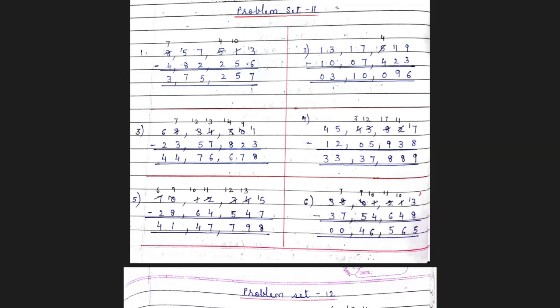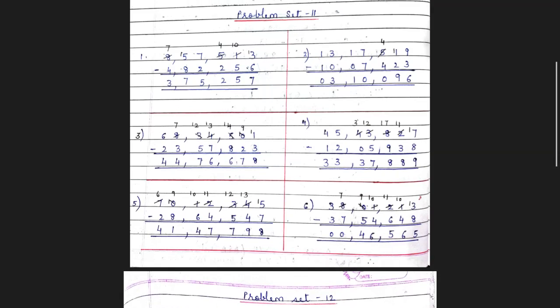Cannot borrow from 0. So first the 0 in the lakhs position borrows from 7 and it becomes 10. 10 gives a number to the other 0, becomes 9 in that process and the other number has become 10. 10 minus 6 is 4. 9 minus 8 is 1. 7 has become 6. 6 minus 2 is 4.